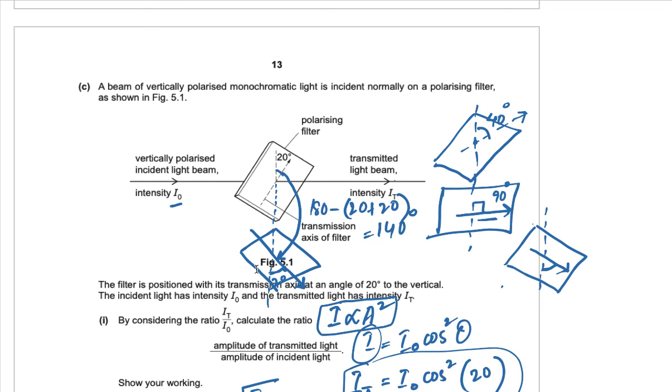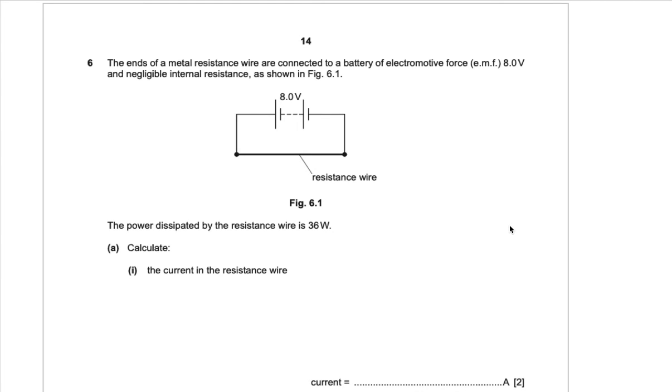All right, let's move on to the next question. A metal resistance wire is connected to a battery of EMF 8 volts and negligible internal resistance as shown in figure 6.1. The power dissipated by the resistance wire is 36 watts. Part A, calculate the current in the resistance wire.